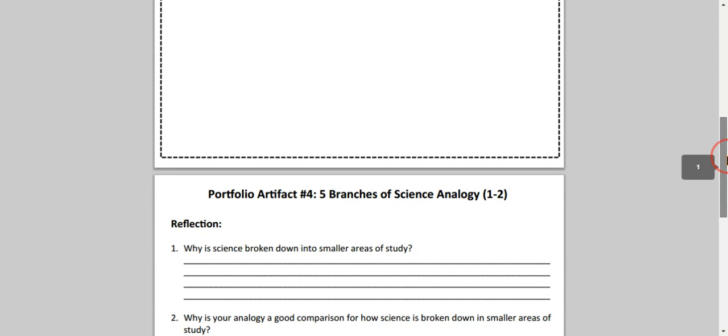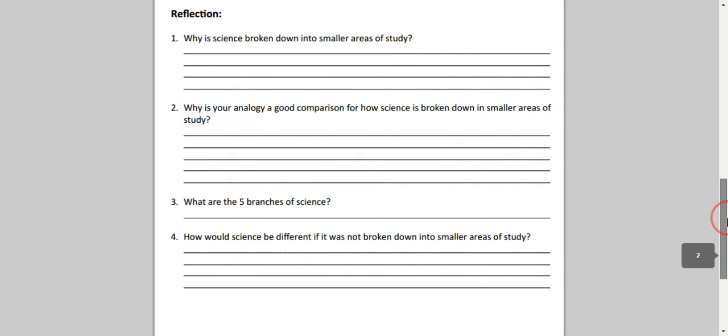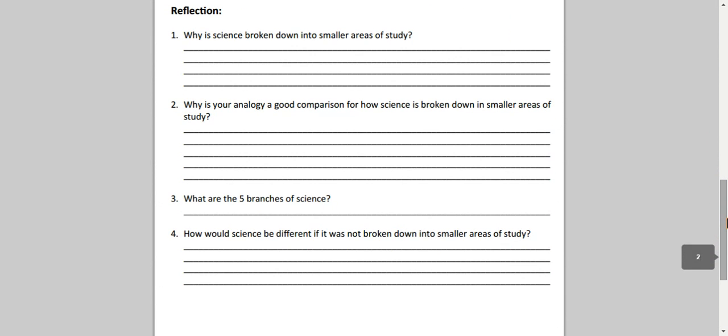And then after they draw the picture, there's reflection questions. Every artifact I have has a set of reflection questions. So questions are here. Why is science broken down into small areas of study? This is their opportunity to really show what they know. And why is your analogy a good comparison of how science is broken down into small areas of study? They have to defend why it's a good analogy. Again, 5 branches of science. What are they? And how would science be different if it was not broken down into smaller areas of study?